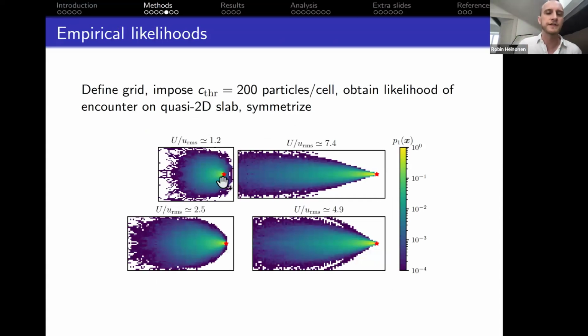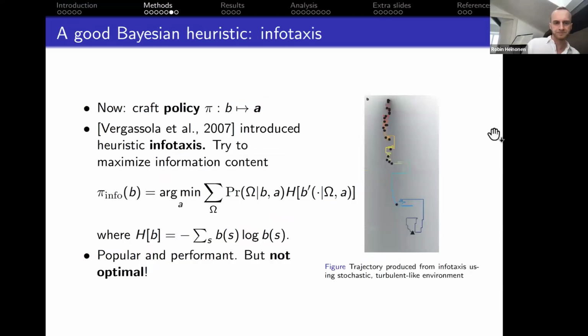And the likelihood looks something like this for the 4 non-zero values of the mean wind. And as the mean wind U increases all the way up to 7.4 times U_rms, which is the largest one that we studied, we get tighter and tighter confinement to a conical plume structure.